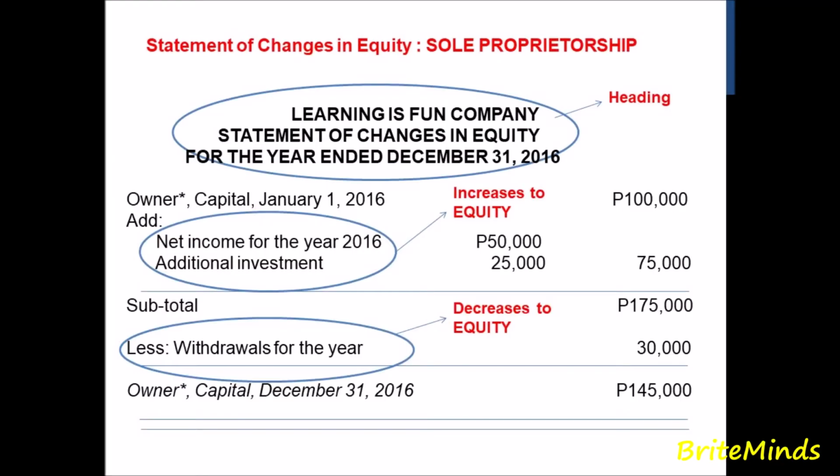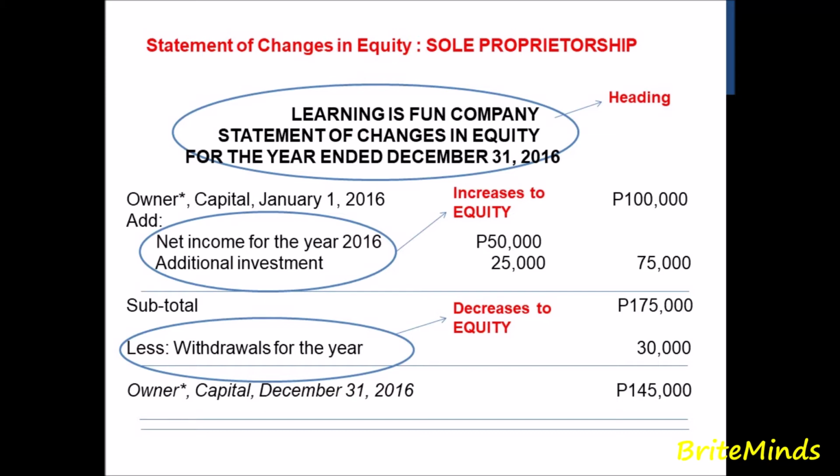Let me show you how to prepare the statement of changes in equity for sole proprietorship. The first thing we need to do is to write down the heading of the financial statement. Write down the name of the business or the name of the owner, and then the title of the financial report, statement of changes in equity, and the date of the preparation of the report. The date should be written as for the year ended December 31, 2016. So take note of the words for the year ended.